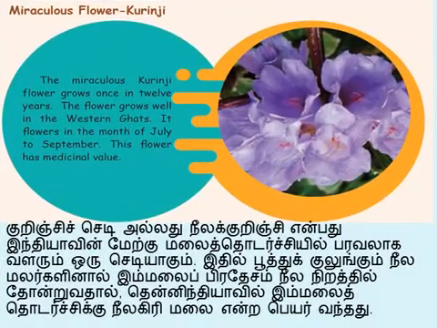On the picture we are having a Kurinji flower. It is a miraculous flower which will bloom once in 12 years. The flower grows well in the Western Ghats, in the mountainous area. It flowers in the month of July to September. This flower has got medicinal value. It is a beautiful flower and it is used for medicine, and it appears in the hills of the Western Ghats as if a violet colored blanket has completely covered the mountains. The Kurinji flower is used in Ayurveda for the treatment of swellings, edema, and for neurological disorders.